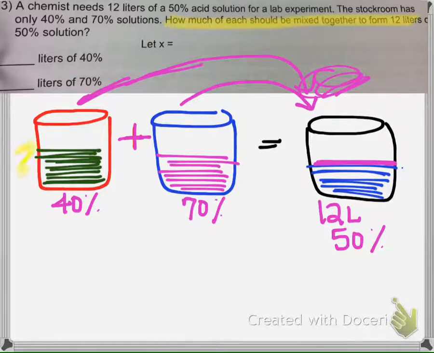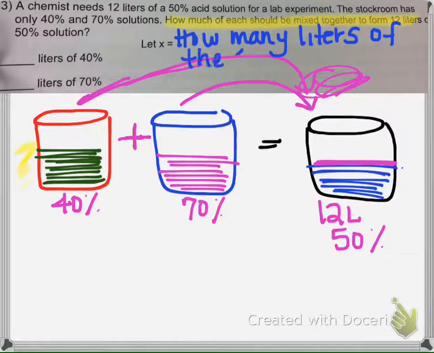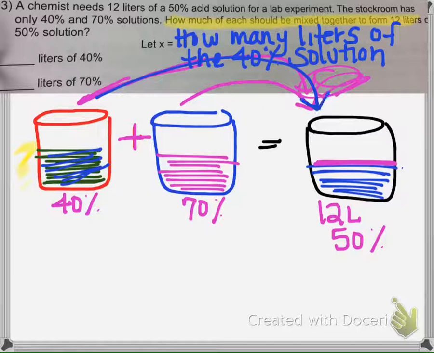So we don't know how much this is. It doesn't matter whether the 40% is x or the 70% is x. So I'm going to let, since I don't know what the 40% is, I'm going to let x represent how many liters of the 40% solution. So x is going to represent how much of this do I need to pour into that container. So we don't know how much.